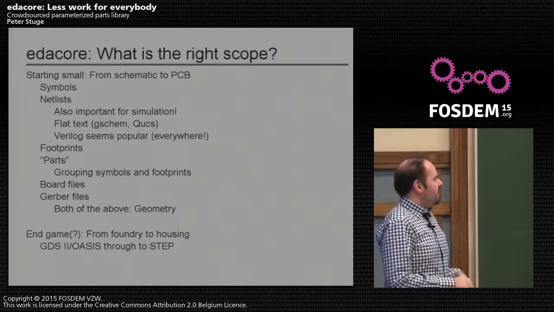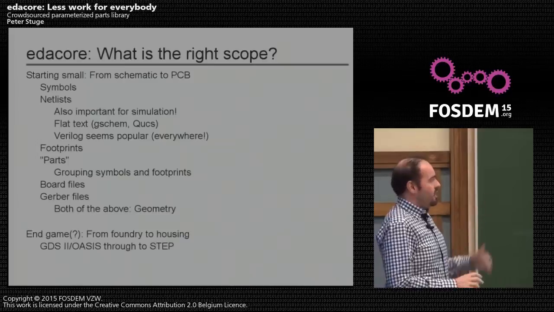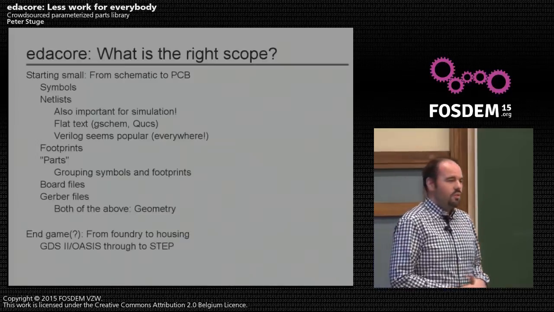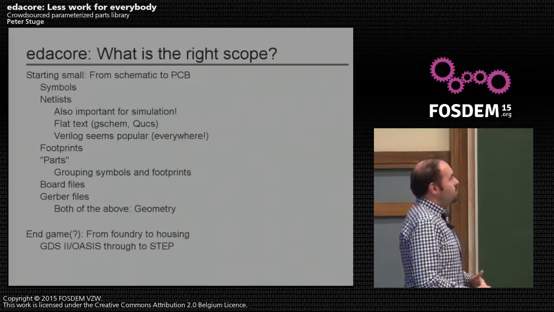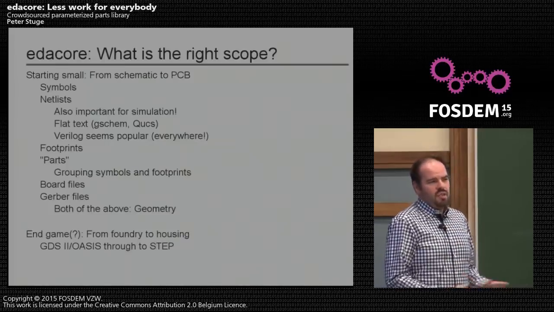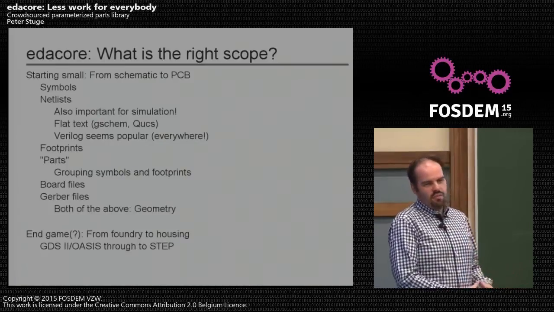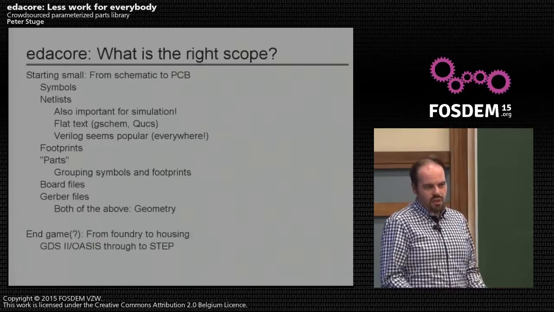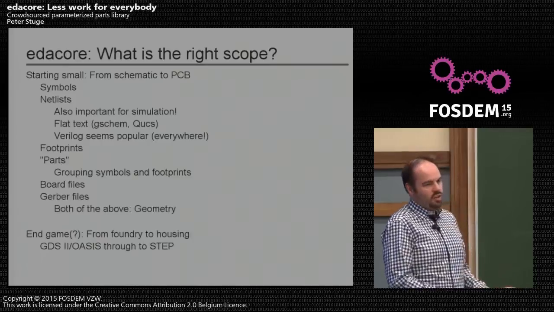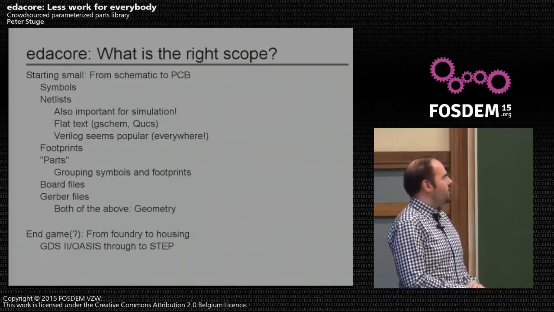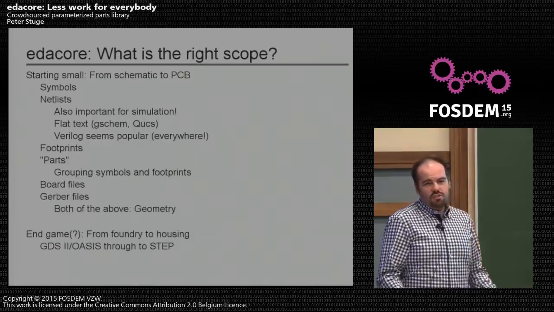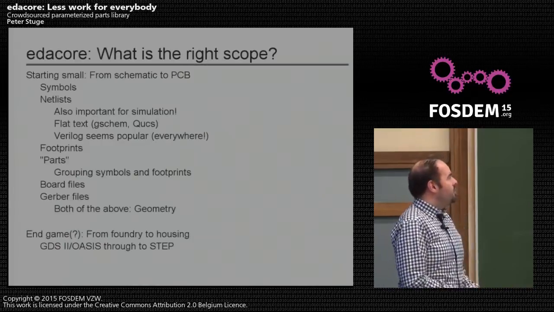So far, they're all flat text, which is good. Flat text in the open source tools is good. Verilog seems to be popular for the netlist, so maybe that will simply solve itself, and Edacore won't need to deal with netlists, and that will all be Verilog. It seems to be going in that direction. Footprints aren't shared, aren't common.